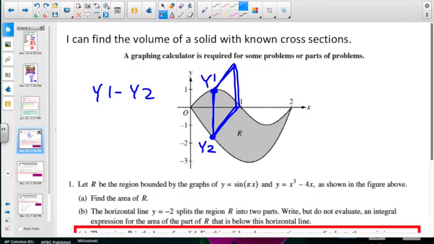Now, what is y1? Which function is that? That's the sine. What is 0 at 0, 0 at 1, and 0 at 2? Sine pi x. So that's sine pi x minus the other one. Make sure you use your brackets because we have to subtract that whole function. So there's one side.